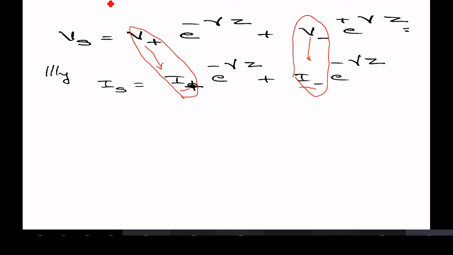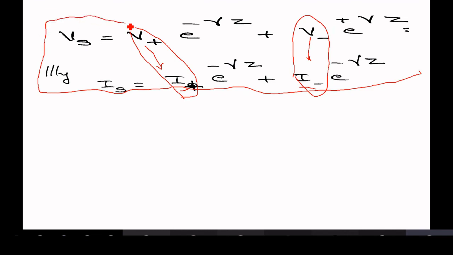These two equations are called the solutions of the transmission line equations. One is for the voltage, the other one is for the current.